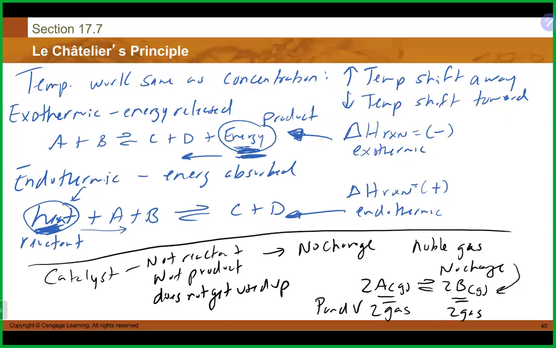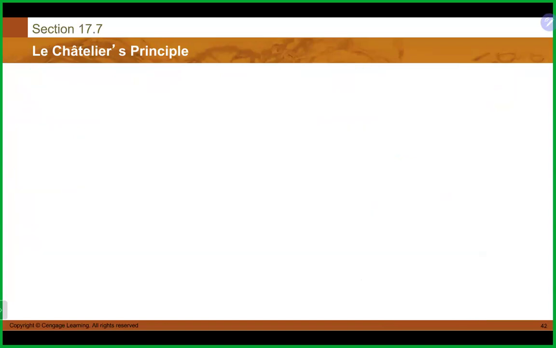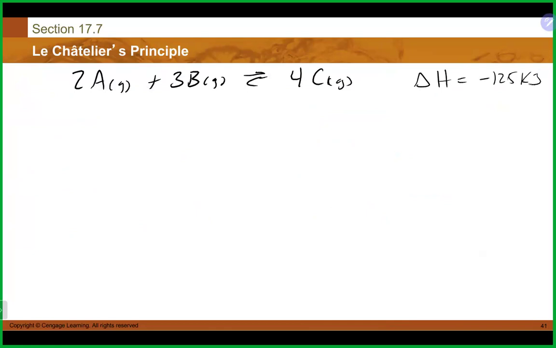Questions on that there? All right, so let's take a look at another one here. Let's go with 2A plus 3B goes to 4C. We'll say the delta H is negative 125 kilojoules. All right, so we want to know, will it shift to the left, to the right, or no change?